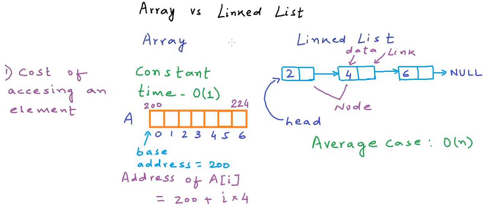So if you have a requirement where you want to access elements in the list all the time, then definitely array is a better choice.